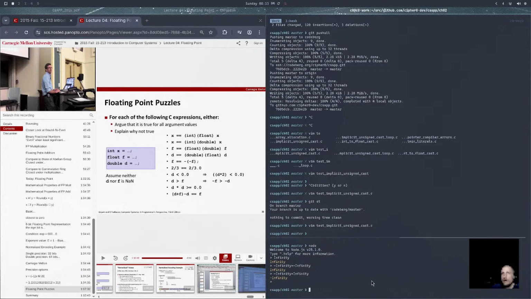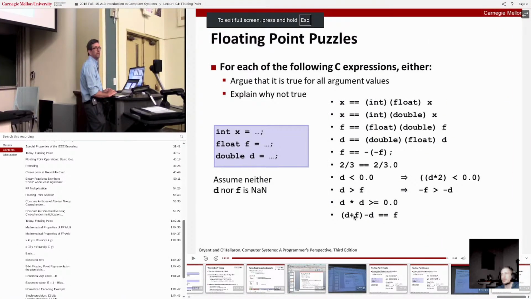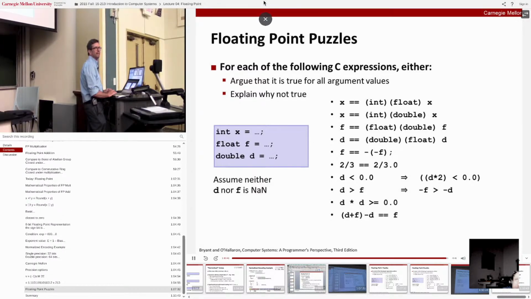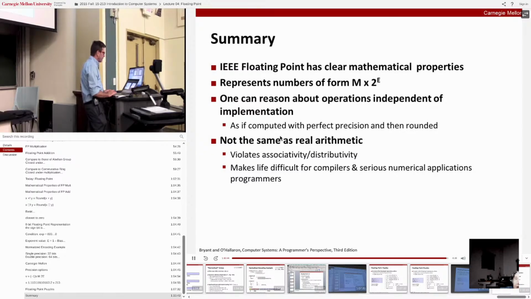Okay. So in that case, the infinity case is handled. D times D: if D is 0, that holds. If D is negative, that holds. If D is negative infinity, it holds. If D is any positive value, it holds. It overflows into a positive infinity. So that's true. Yes.